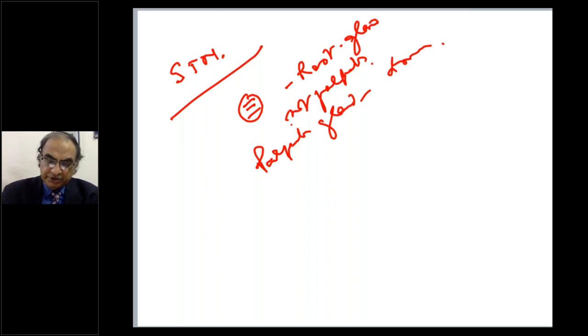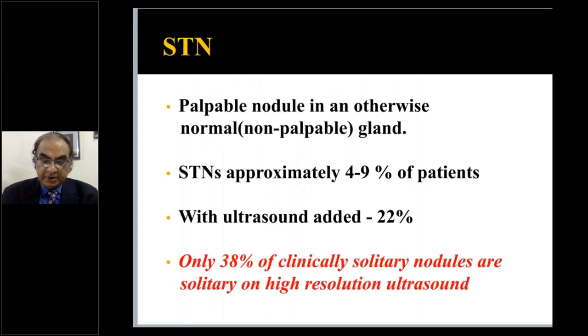Now I touched on the dominant nodule part because that's quite important. Very often I've seen this confusion happening. If there are multiple nodules and this is one which is larger, some people like to call it a dominant nodule, but I don't think that's necessarily a clinical way to approach it. When you think about solitary thyroid nodule, we are looking at about 60-70% of the mode of presentation of thyroid disorders. So to define it, therefore, it is a palpable nodule in an otherwise non-palpable gland, that is a normal gland.